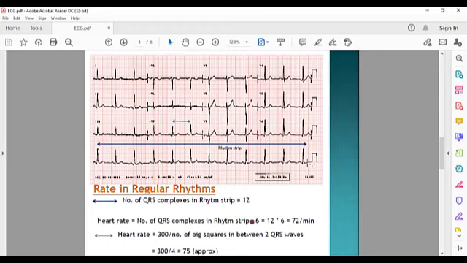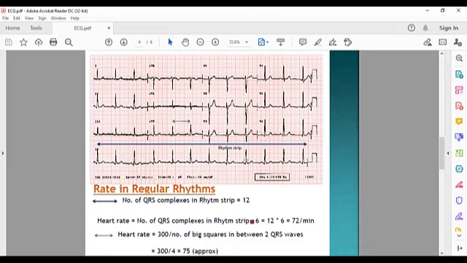This rhythm strip, as I told you, is taken for around 10 seconds. From here to here it is 10 seconds, and each QRS denotes one heartbeat. So every heartbeat has one QRS wave. In 10 seconds, you have to calculate how many QRS waves there are, which is equivalent to the number of heartbeats in that 10 seconds. For example, we count 1, 2, 3, 4, 5, 6, 7, 8, 9, 10, 11, and 12. So in 10 seconds there are 12 heartbeats.